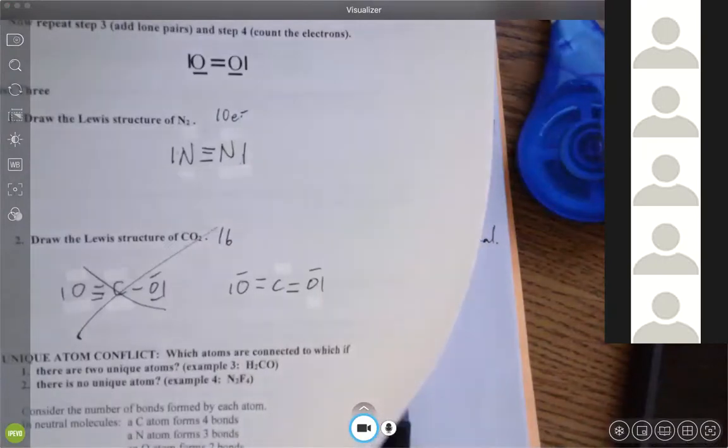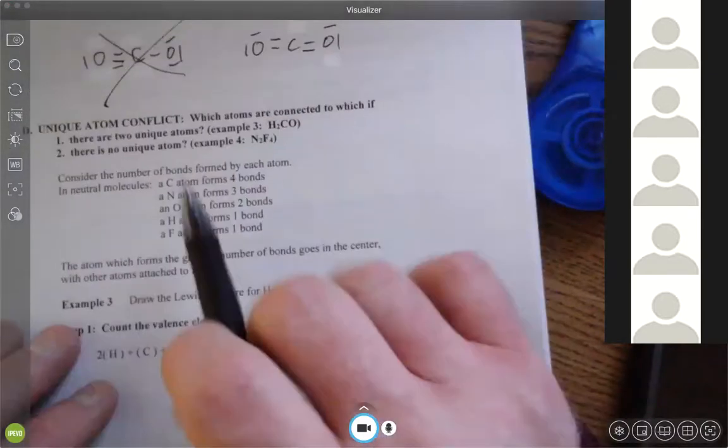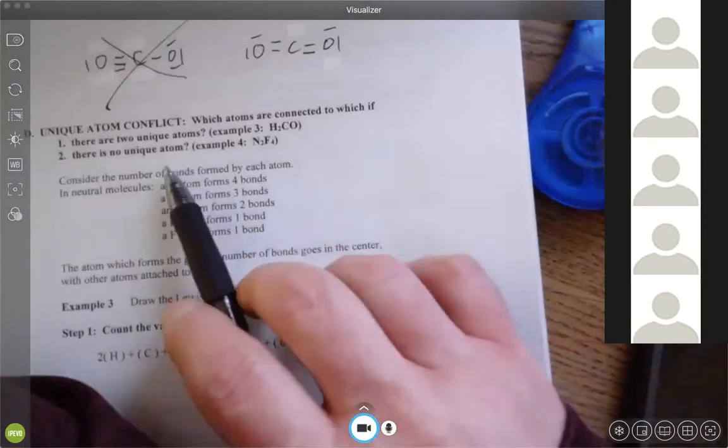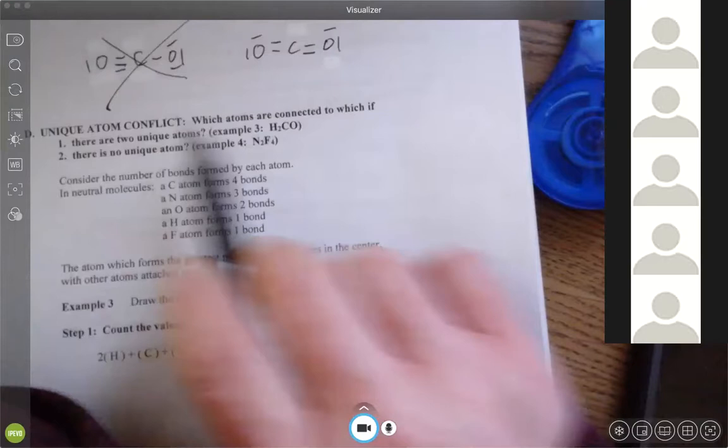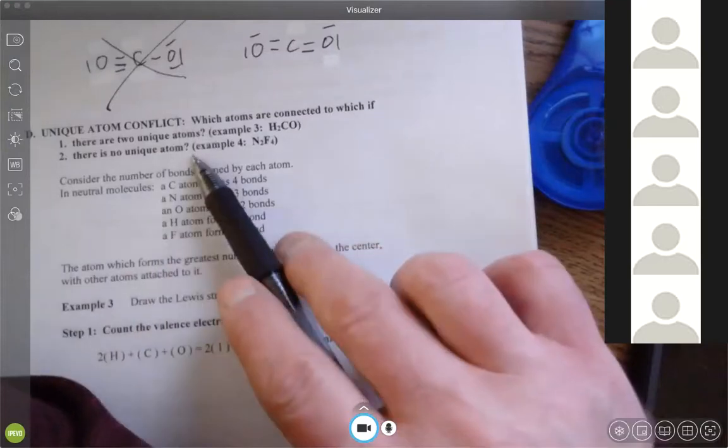Last thing for today. What if you have more than one unique atom? You have what's known as unique atom conflict. So how do you know which atom goes in the center? Well, it's going to be the one that forms the most bonds.